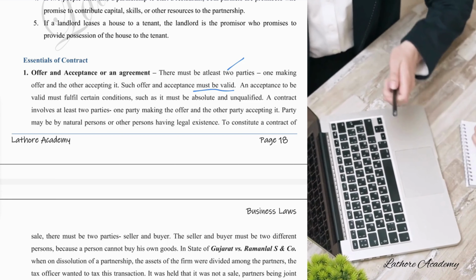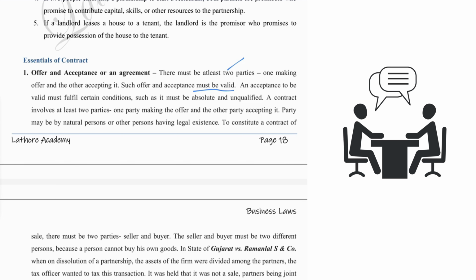Matlab, in the eyes of law, it has to be valid. It has to be legal. So there must be at least two parties, one making the offer and other accepting it. And suppose in case the offer or acceptance is not valid, then it will be considered as void and it cannot be constituted as contract.